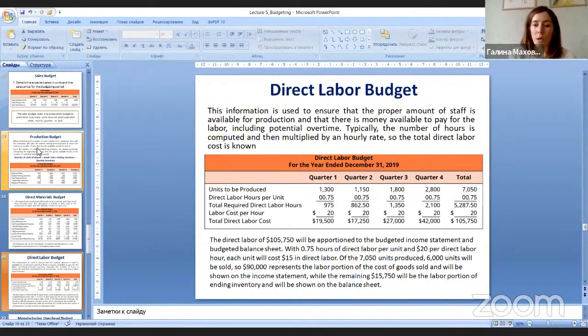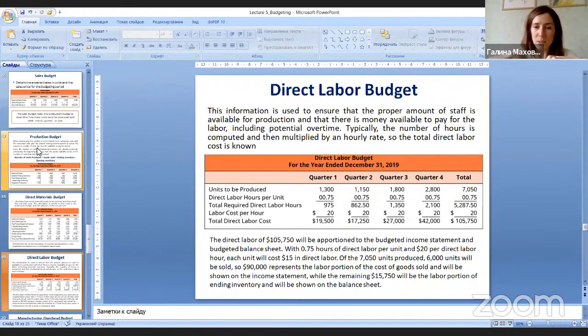And then we should pay attention to the next moment. We want to produce during the year, not quarter, but during the year, 7,050 units of product. But we plan to sell only 6,000 units. Our sales budget shows us 6,000 units, but we should produce 7,050 units of product.